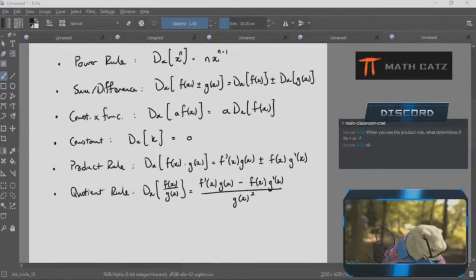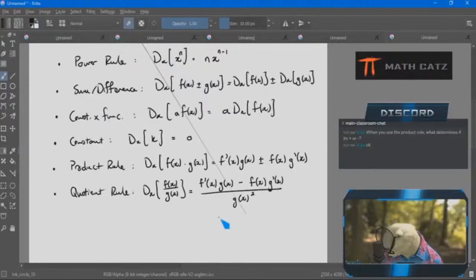When you use the product rule, what determines if it's a plus or a minus? The proof. Oh, I'm sorry. I am thinking of something else. I'm sorry. That is always a plus. Always a plus. I was channeling the sum difference property. The product rule has always a plus. The quotient rule always has a minus.